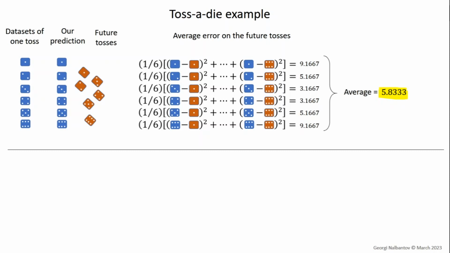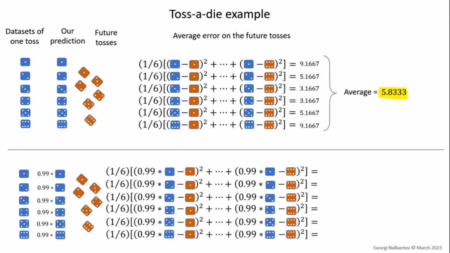And this is our expected test error before we toss. So before we toss, when we toss, it will be one of these 6 errors, but before we toss, all of them are equally likely. So our expected loss is 5.8333. However, if we multiply our prediction by 0.99 times the average in the dataset, we get these possible errors, and the average is 5.77, and it is lower than 5.83.